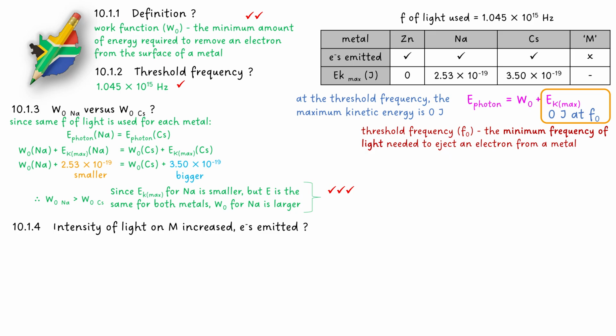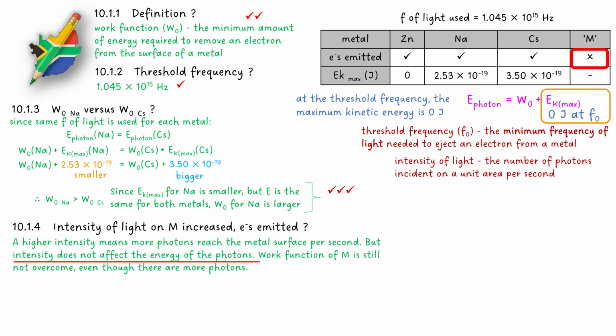Next, we are told that the intensity of light on the metal M is increased, and we are asked if electrons are emitted. We can see that from the initial experiment with the given frequency, electrons for metal M were not ejected. If a certain frequency of light has a corresponding energy equal to the work function of the metal, then electrons are ejected. But intensity of light, which means the number of photons per second, not the energy of the photons, has no effect on whether electrons are emitted.